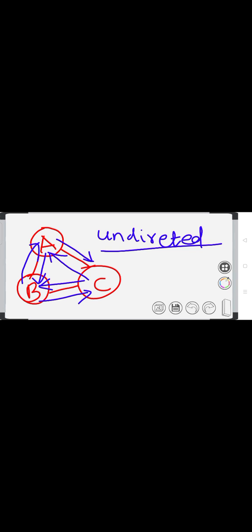I repeat the definition. The graph in which there does not exist any direction on the given edges of a graph is called an undirected graph. And exactly opposite of this definition, it is called a directed graph. Directed graph means you have taken one example for a graph, and now you are giving directions here. So this particular representation has directions.